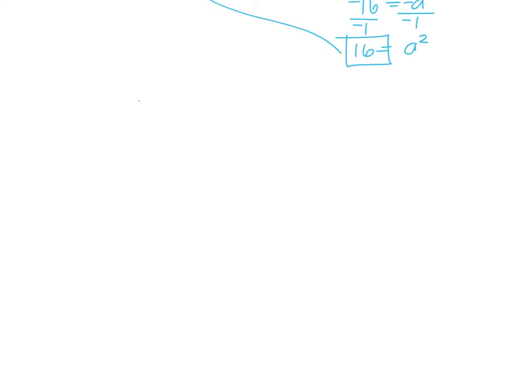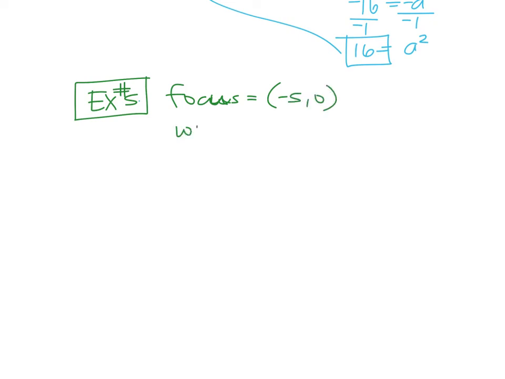Example 5. Last one. Okay, let's say they tell us that we have a focus. Oh, looks like a W, sorry. A focus at negative 5, 0, and a width. Okay, so our ellipse has a width of 14. Okay, so here's the deal with this. You have our equation, x squared over something plus y squared over something equals 1.